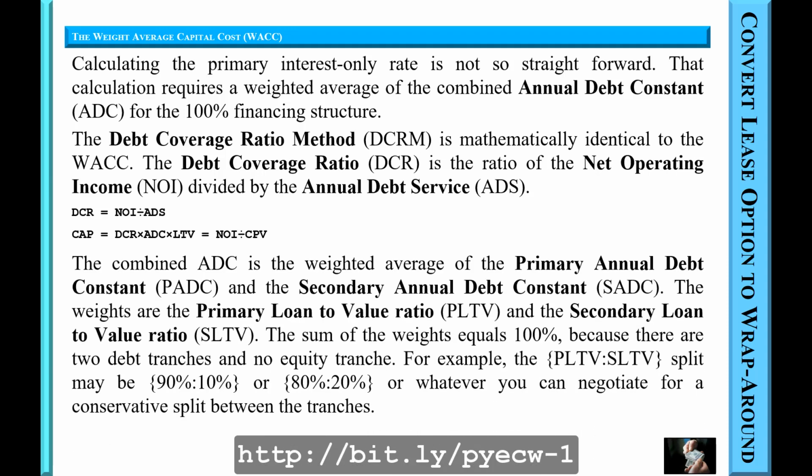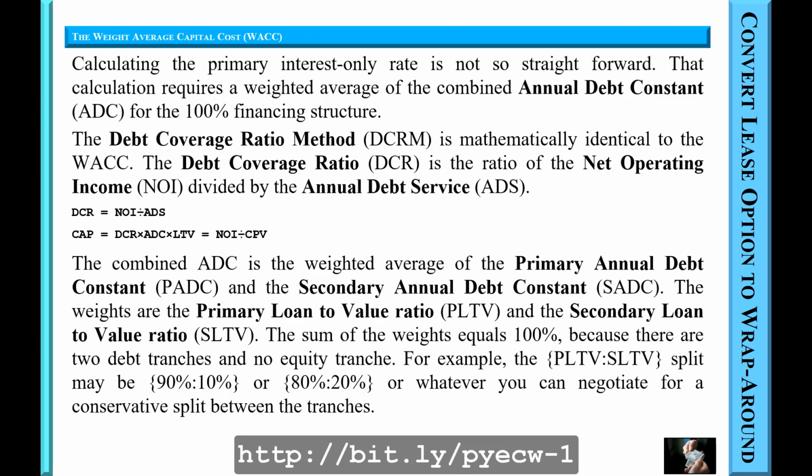The combined ADC is the weighted average of the primary annual debt constant, PADC, and the secondary annual debt constant, SADC. The weights are the primary loan-to-value ratio, PLTV, and the secondary loan-to-value ratio, SLTV. The sum of the weights equals 100%. Because there are two debt tranches and no equity tranche.